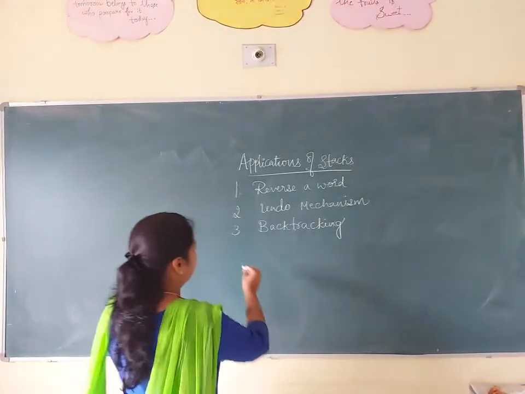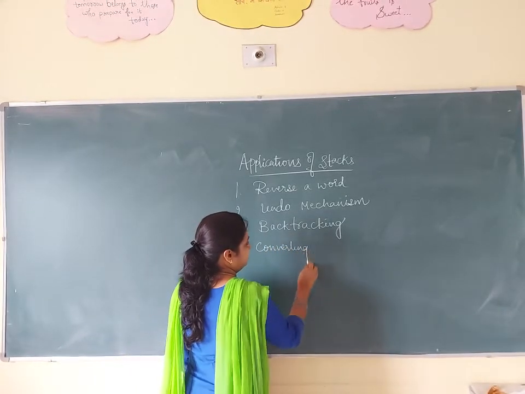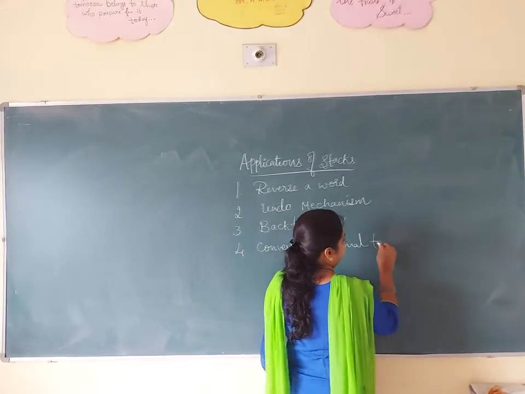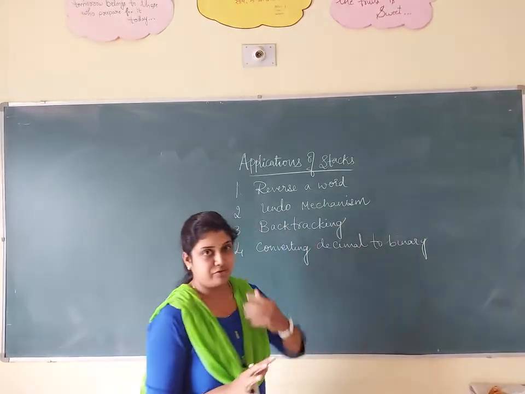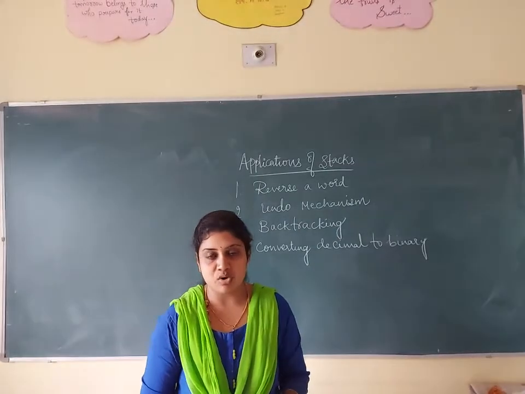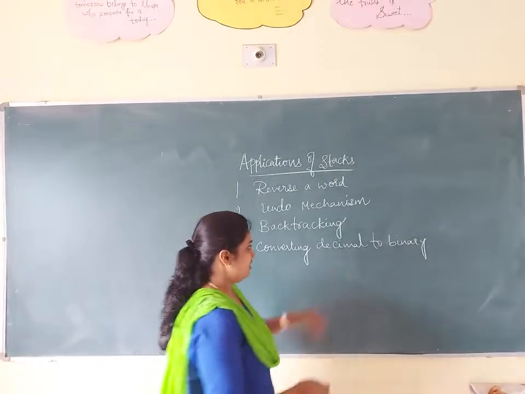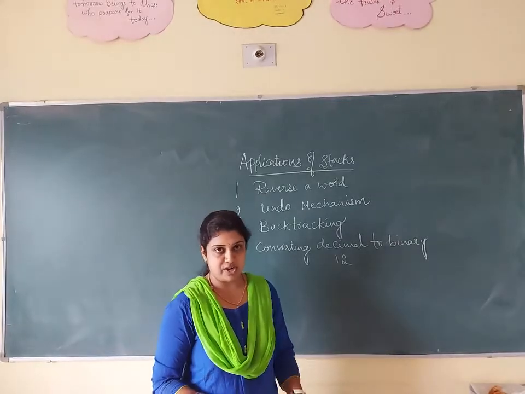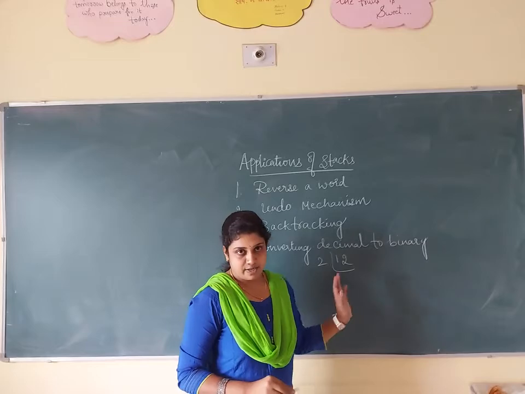And the fourth point, converting decimal to binary. In first year you discussed the conversion of decimal to binary. In this conversion we are using the stack concept. Consider the decimal value 12. You have to convert this into binary. How do you convert? You divide by 2.